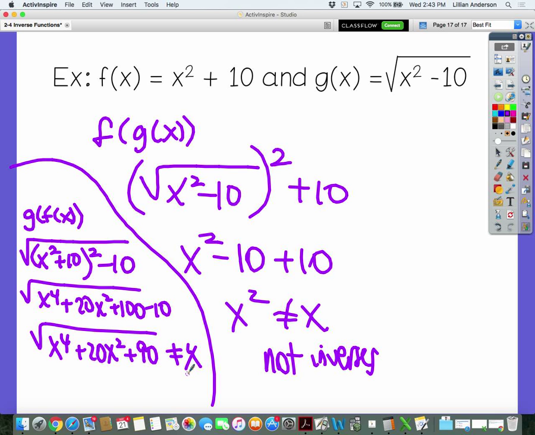If you did that first one, once you saw it didn't equal x, you can stop right there and say not equal. Okay? So even though they looked like opposites, one was a plus, one was a minus, one had a square root, one had a square, it doesn't necessarily mean they're inverses. Okay?